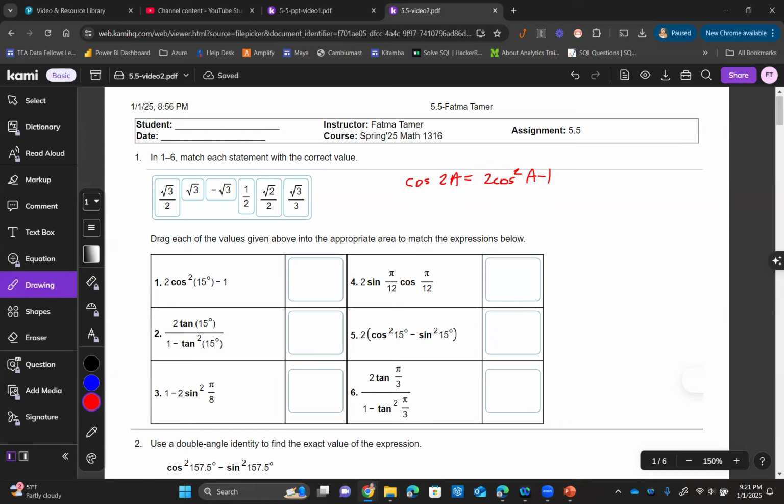But this will be the exact same thing as cosine of 2 times this angle, which is 30. And cosine of 30 is equal to root 3 over 2. So this first one is going to use this, and this is how you're going to find this answer.